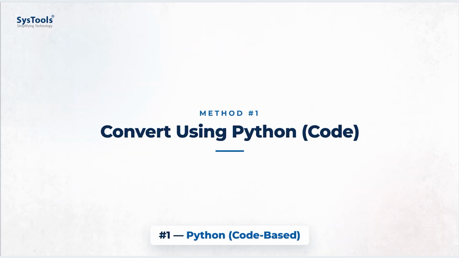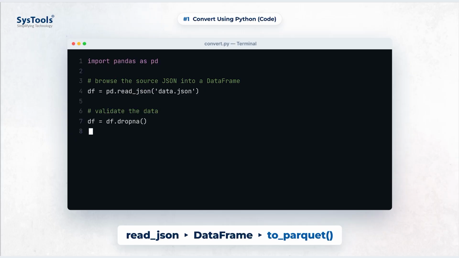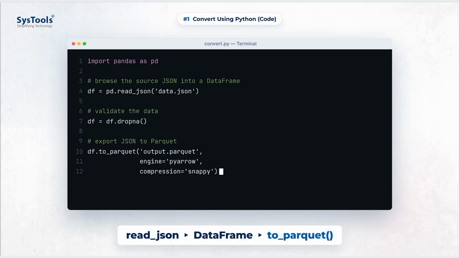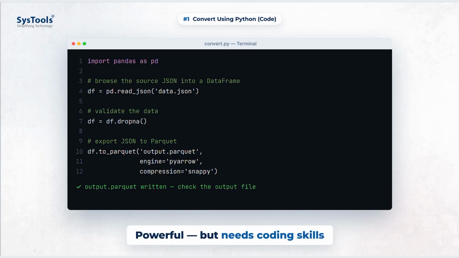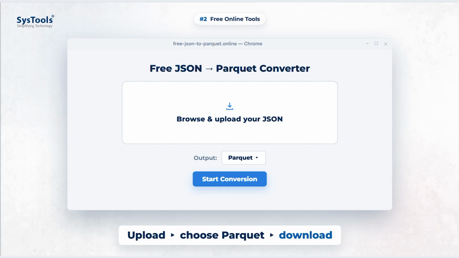Method 1. Convert data using Python, a code-based approach, ideal for developers. Install the Python library, then browse the source JSON into a data frame. Validate the data and create your code, export the JSON into Parquet, and check the output file. The pros: control over schema, fast automation, and it suits structured data sets. The cons: it needs coding skills, struggles with deeply nested or very large data, and some errors are hard to solve.